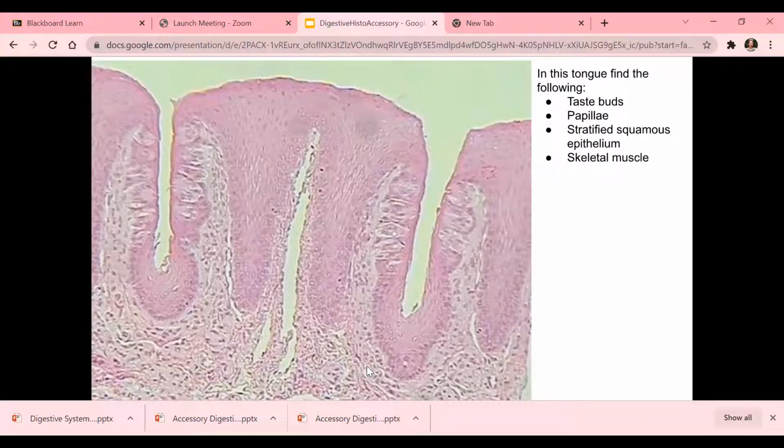This is the other picture of lingual papillae. You have 1, 2, and 3 lingual papillae. On their lateral wall, you can see taste buds, the pale, onion-shaped structures. The epithelium of the lingual papillae is stratified squamous epithelium, and beneath this stratified squamous epithelium, you can see the lamina propria.